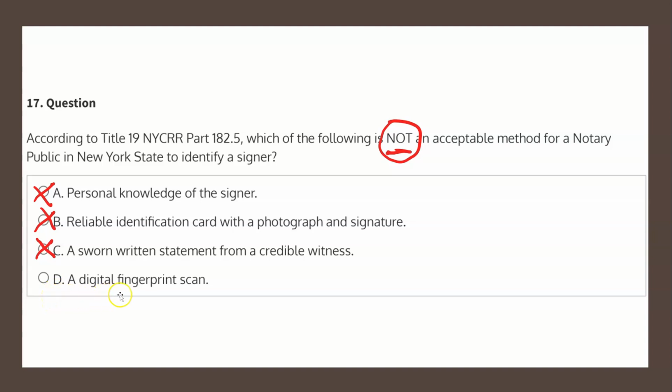Choice D states a digital fingerprint scan. Nothing in the section we just read from allows for a digital fingerprint scan as a satisfactory form of identification, and therefore that is not an acceptable method for a notary public to use, which means that choice D, a digital fingerprint scan, is the correct solution.